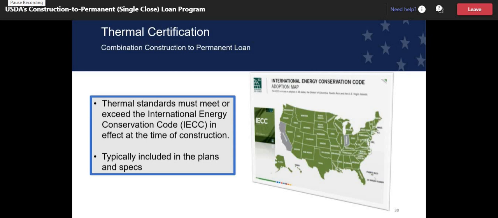Thermal certifications. USDA is still very interested in having affordable homes built, and part of that means that the utilities won't be higher than what's average out there. So the properties still do have to meet the International Energy Conservation Code in effect at the time of construction. And these are typically included in the plans and specifications. So if they're not, then you have to make sure that they do meet the IECC. Okay.